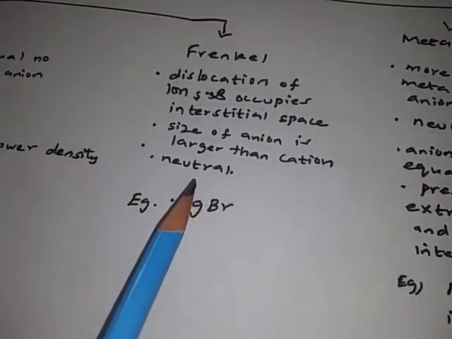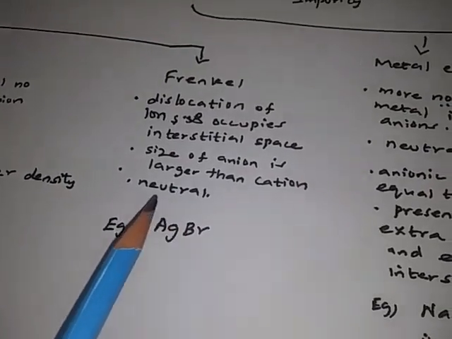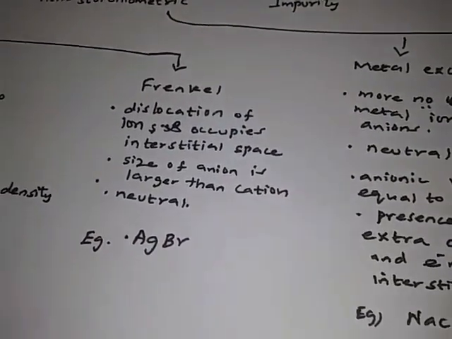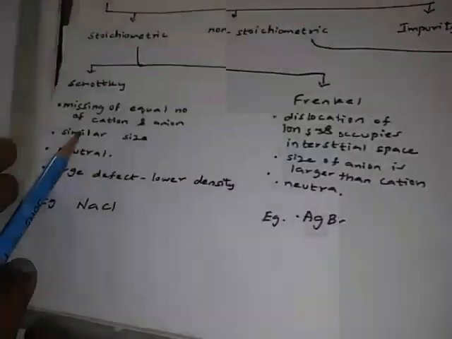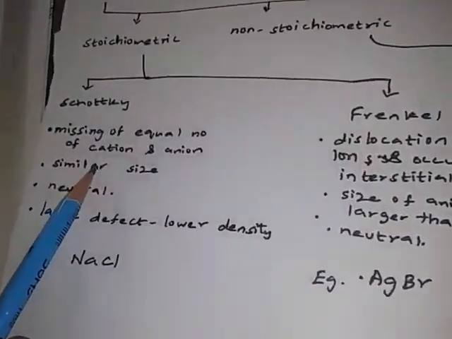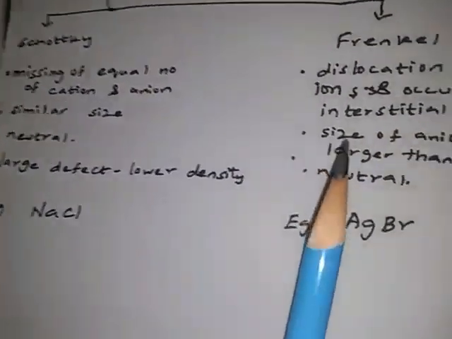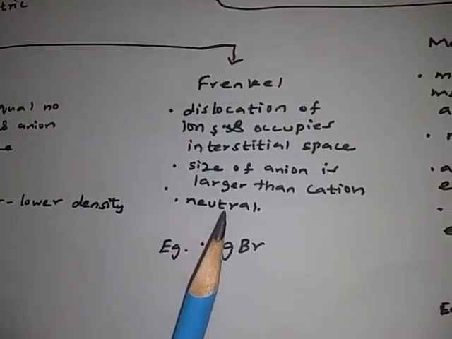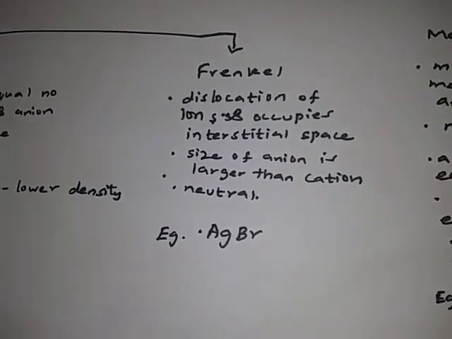But what is the difference between Schottky defect and Frenkel defect? Size. If the cations and anions have similar size, Schottky defect arises, and missing of cations and anions takes place. But in Frenkel defect, dislocation of ions occurs, the ion occupies the interstitial space, and the size of the anion is larger than the cation.